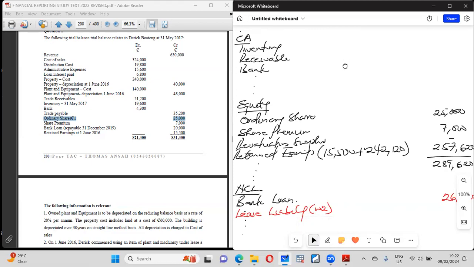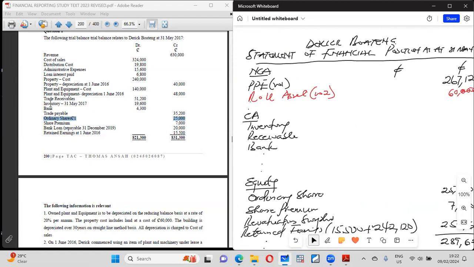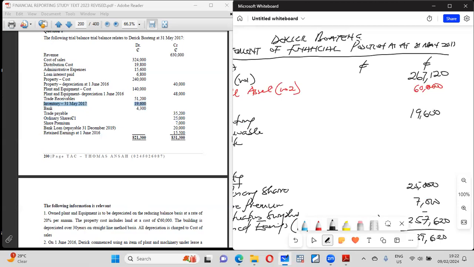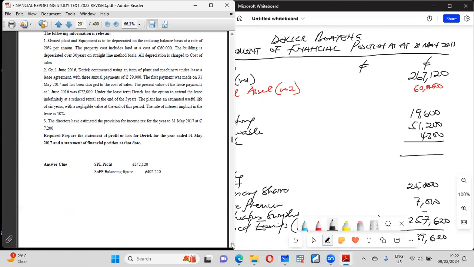Okay. Then let's go to the top. What hasn't come yet? Inventory. There was no note on inventory. Inventory at closing is 19,600. There was no note also on the receivable. So that is 51,200. The bank, I have 4,300. So let's add all my assets together. If I add 267,120 plus 60,000 plus 19,600 plus 51,200 plus 4,300, I get a figure like 300. Let me see if it is that one. There is a slight thing inside there. Is it that something has not been recorded? Oh, okay. It should be 6,000 here, not 60,000. So let me punch the correct thing.